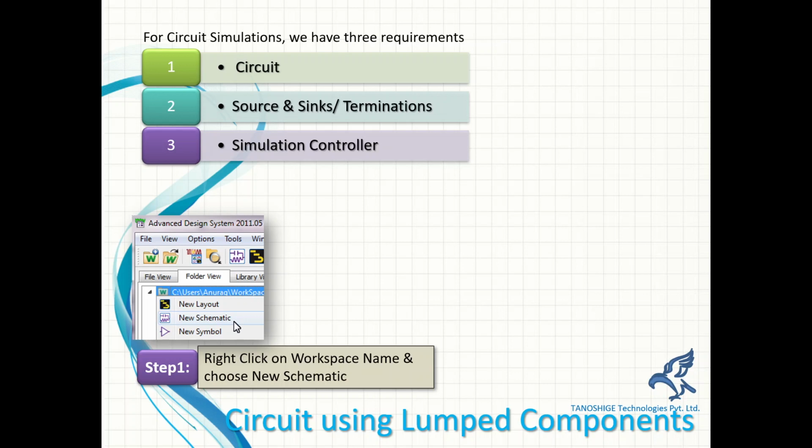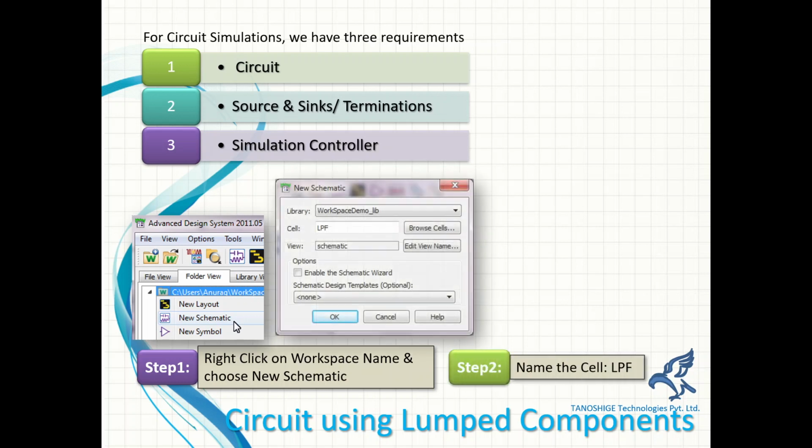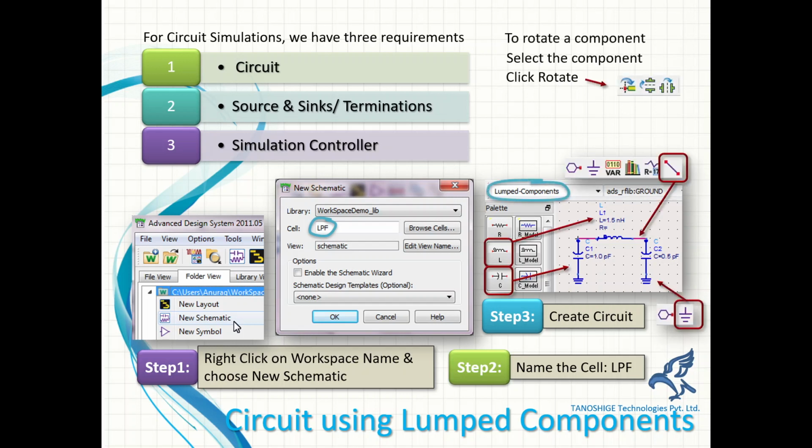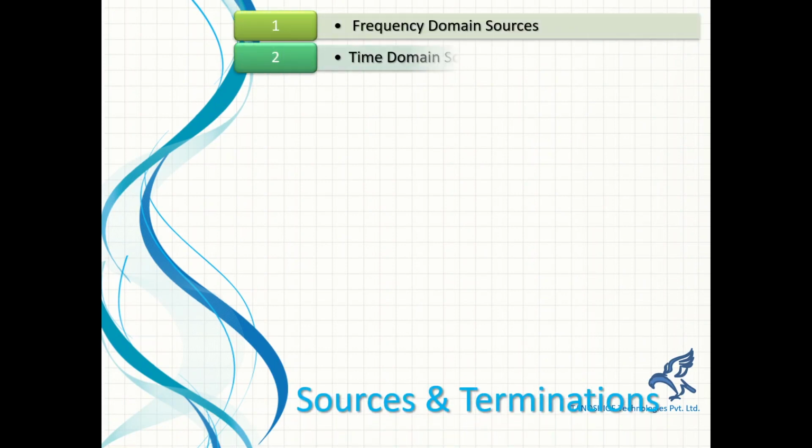So to create a schematic, we have seen how you create this. You create a schematic. Now this is going to be slightly different with the older version. We create a circuit like this from the lumped components, and you can place them and use the wires. You can also rotate components using that button, right? And you will have a circuit for simulations.